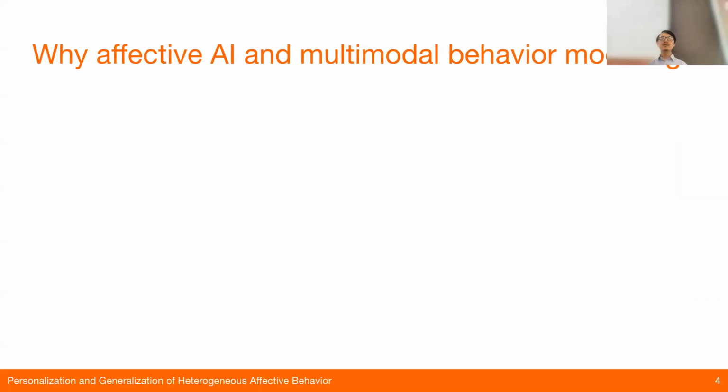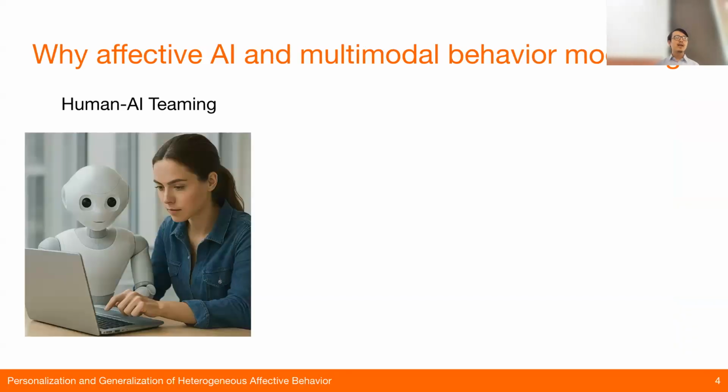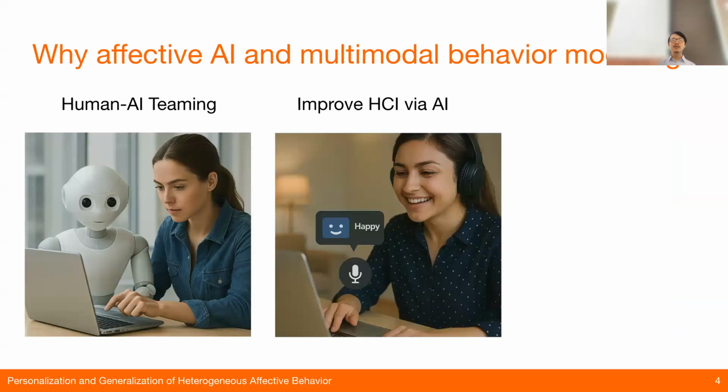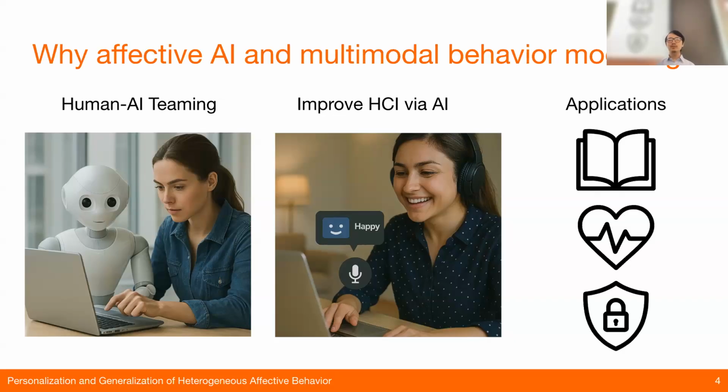So the question is, why do we even need to do affective AI or multimodal behavior modeling? So as we know, in today's world, human AI teaming is increasing, and affective aware human AI agents can allow more smooth collaboration in case of human AI collaboration. In addition to that, in case of human-computer interaction, any user interface that is aware of human affect states can provide better user experience than that of a naive human-computer interface. Additionally, affective AI has been used and also experimented mostly in the field of education, health, and also cybersecurity.